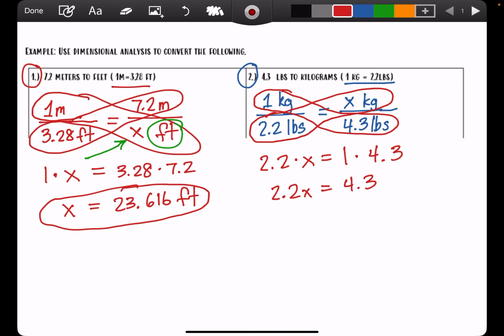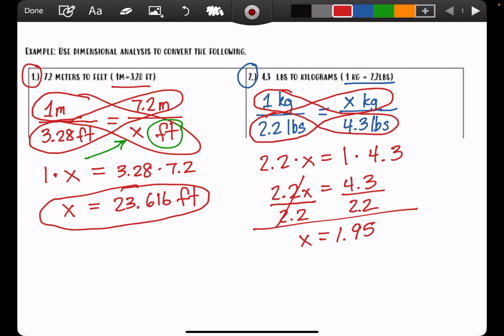In order to solve for x here, I've got to do the inverse operation. Right now, it's 2.2 times x. So if I'm multiplying here, I need to divide by 2.2 in order to get x by itself. If I divide by 2.2, I have to do it on the other side as well. So now I've got x on the left side equals 4.3 divided by 2.2, which if you put in the calculator, and I'll round, I got 1.95 if you round to the nearest hundredths place.